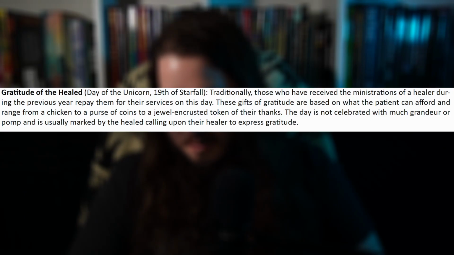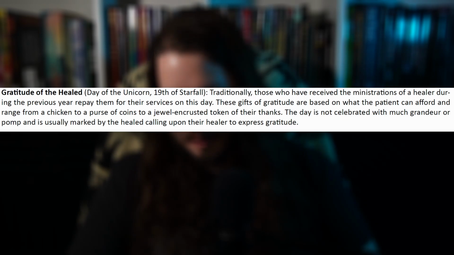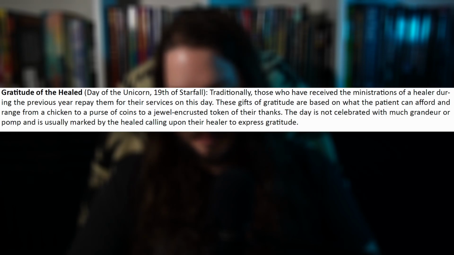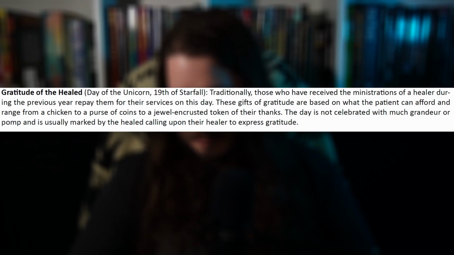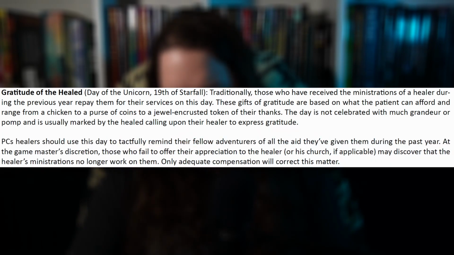Traditionally, those who have received the administrations of a healer during the previous year repay them for their services on this day. These gifts of gratitude are based on what the patient can afford and range from a chicken to a purse of coins to a jewel-encrusted token of their thanks. The day is not celebrated with much grandeur or pomp and is usually marked by the healed calling upon their healer to express gratitude. And the reason why I picked this one is for the second part here, which I think is just such a good idea.